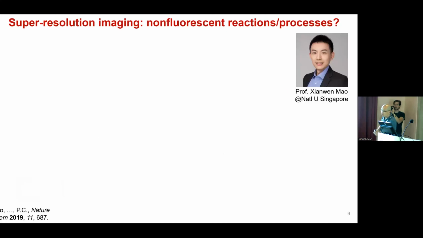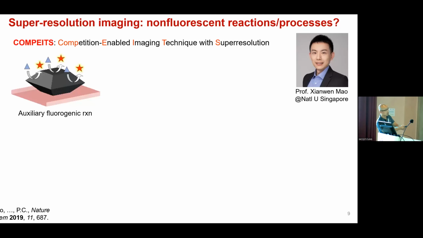Okay, so far I've given you a brief history, at least mainly what my group has done using fluorogenic reactions, and then resolving and detecting reactions on individual particles. Now, most of the reactions people study or are interested in do not involve any fluorescent species. So what can we do? Can you at least achieve a similar type of imaging on non-fluorescent processes? So I'll tell you about a technique called COMPEITS that was implemented by my former postdoc, Shen.